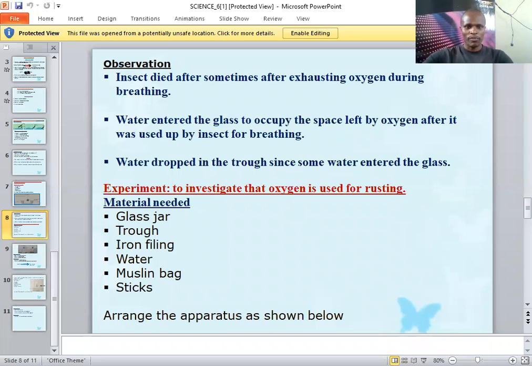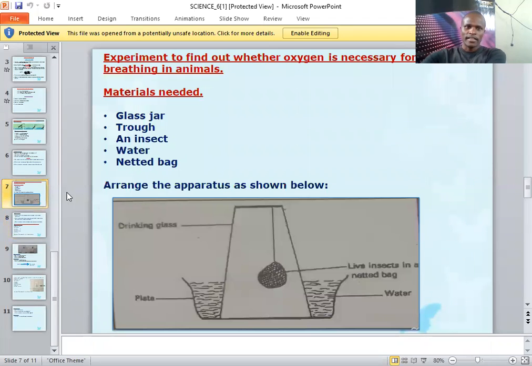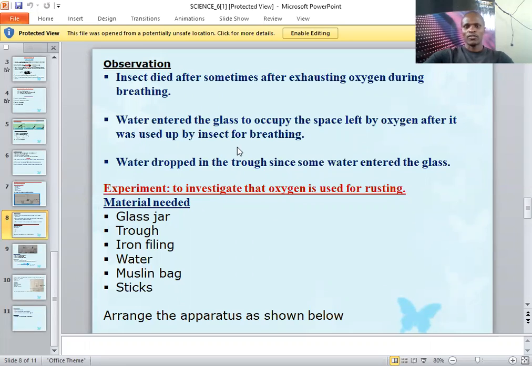We are still looking at the properties of matter. Last week, we did an experiment where we were trying to find out how oxygen is used for breathing, and we did the experiment and the observation. Today, I want us to look at another experiment on how oxygen is used for rusting. Remember, we were looking at the uses of oxygen. We started by looking at how oxygen is used for breathing, and today, I want us to look at how oxygen is used for rusting.